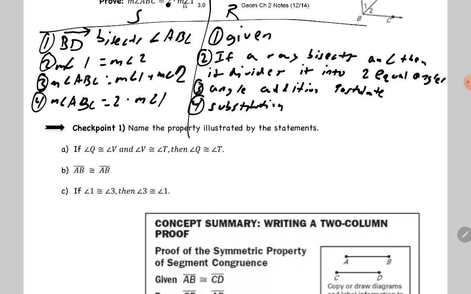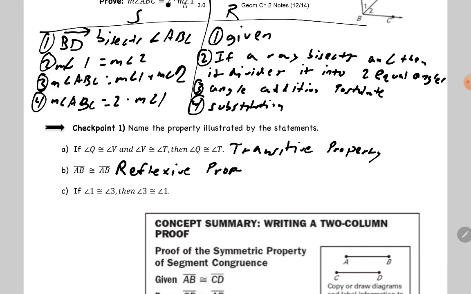Alright, name the property illustrated by these statements. If Q is congruent to V and V is congruent to T, then Q is congruent to T. So this is the transitive property. If A leads to B and B leads to C, then A leads to C. I am myself. Remember, that's reflexive. And then lastly, we can swap each other around if we're symmetric.